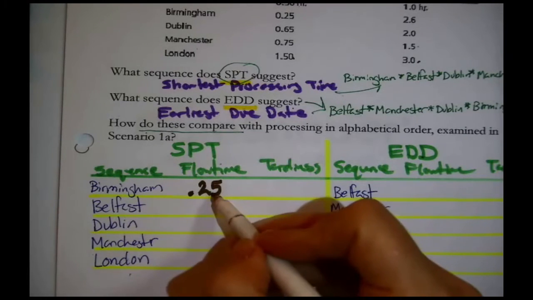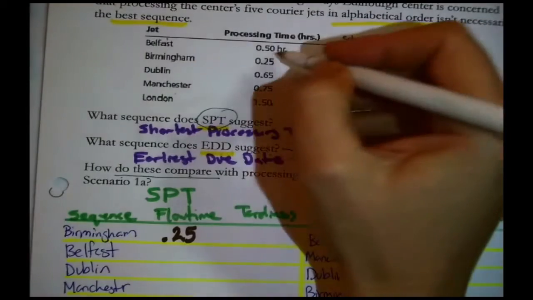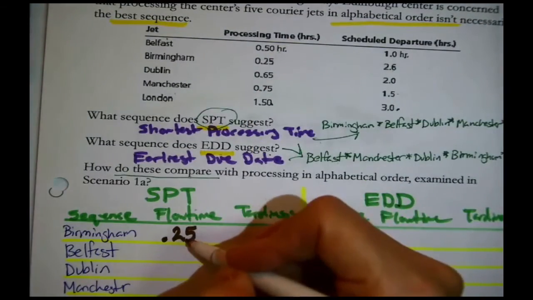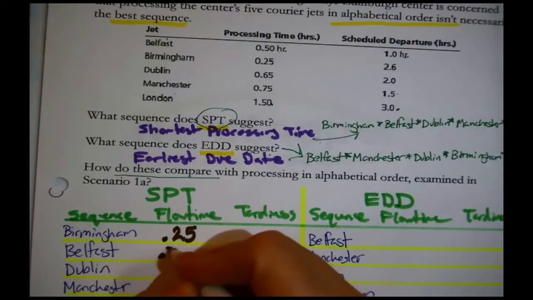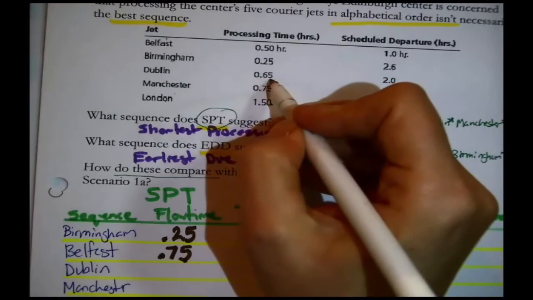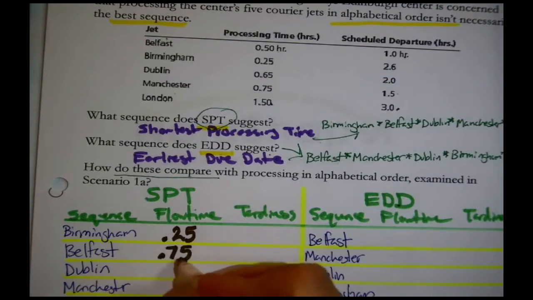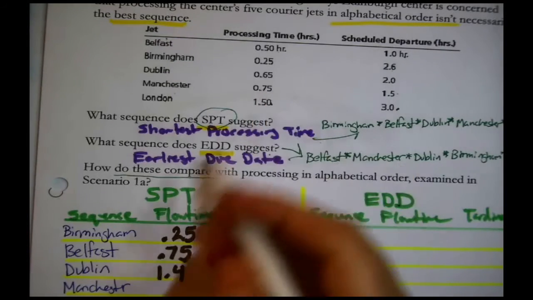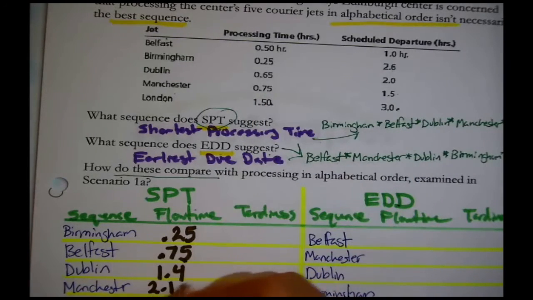Belfast has to wait for that quarter of an hour. Belfast is a half an hour. That means Belfast will be finished in 0.25 plus 0.5, 0.75, or 3/4 of an hour from now. Dublin has to wait for 0.75 hours. Dublin is 0.65 hours worth of work. So 0.75 plus 0.65 is 1.4. Dublin will be done in 1.4 hours. Manchester, 1.4 plus 0.75. Manchester will be done in 2.15 hours.